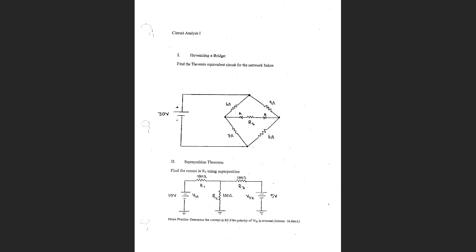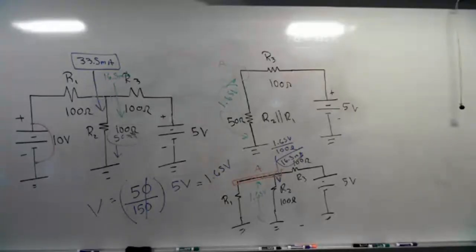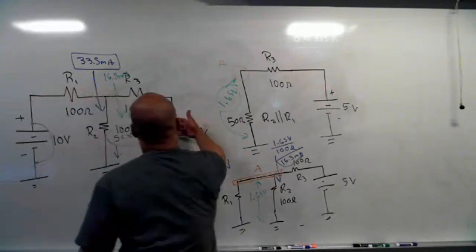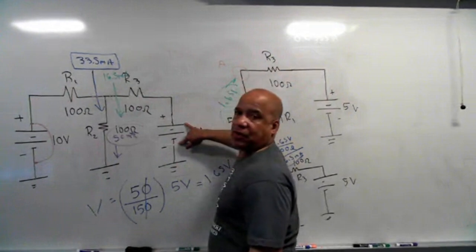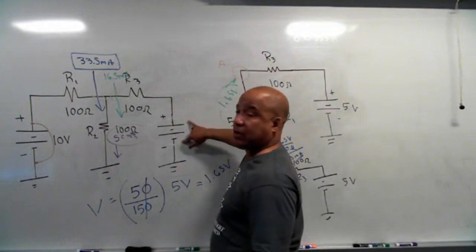It says, determine the current in R2 if the polarity of VS2 is reversed. Well, think about it. The polarity of VS2 is reversed. If I flip this over, what effect will that have on the circuit?